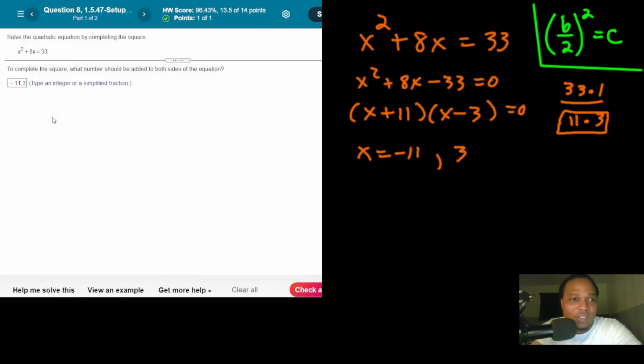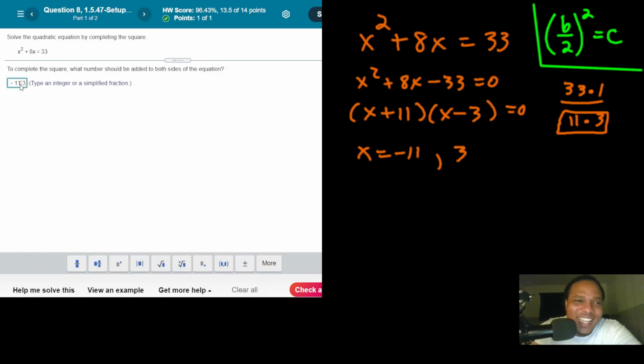Oh, I got it wrong. Maybe we should complete the square. What did I do wrong? We have 11 times 3. Oh, they didn't want us to do that. Reading is fundamental, folks. I was so hyped on just jumping into it. It says, to complete the square, what number should be added to both sides of the equation? That's this guy, c.